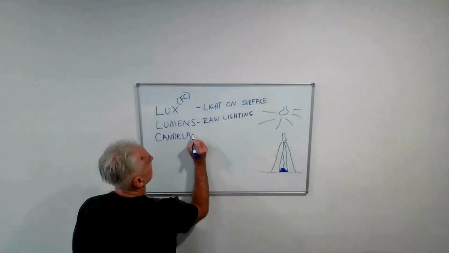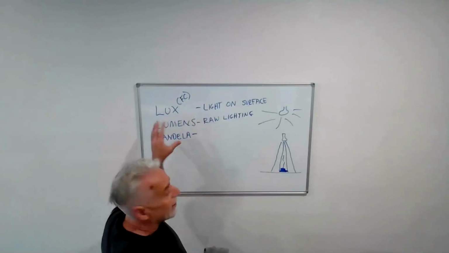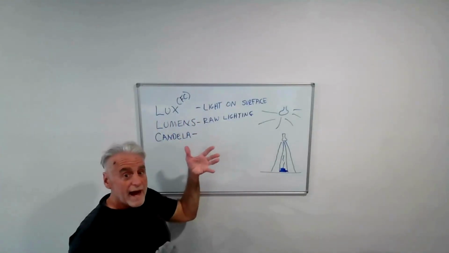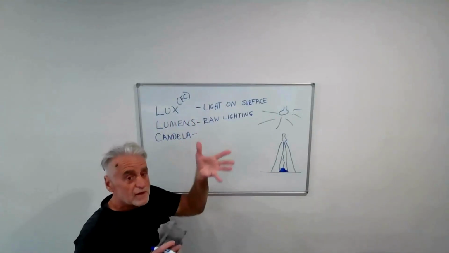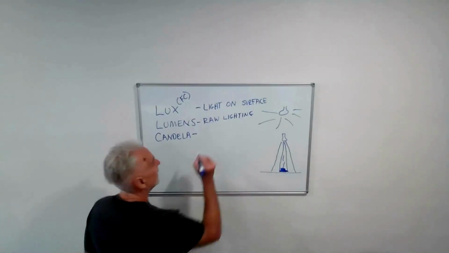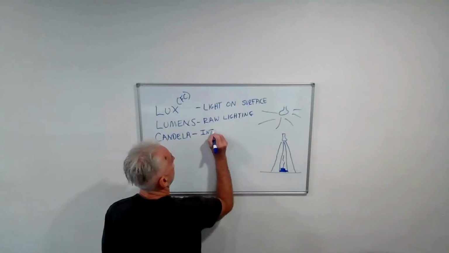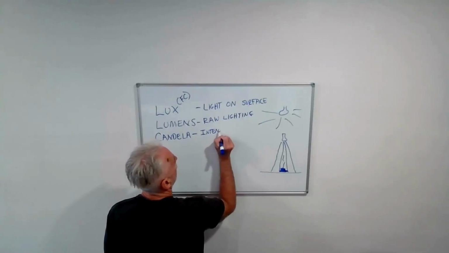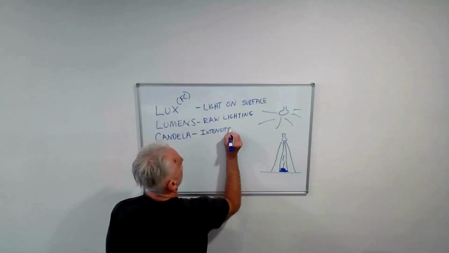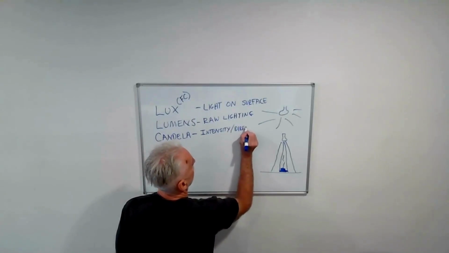And then candela, that's where we start to get an idea of where is that light being distributed? How's that fixture lamp combo utilizing that light? So candela, I like to think of it as its intensity and direction. Those two together.